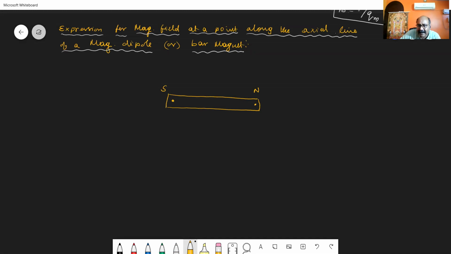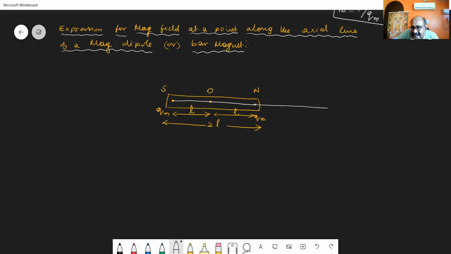The pole strengths are equal and opposite in nature. Let QM and QM be the pole strengths. Let 2L be the length of the bar magnet. Let O be the geometric center. So I can say OS as L and ON as another L. You consider an imaginary line which joins the south pole and the north pole, which is taken as the axial line of the bar magnet.